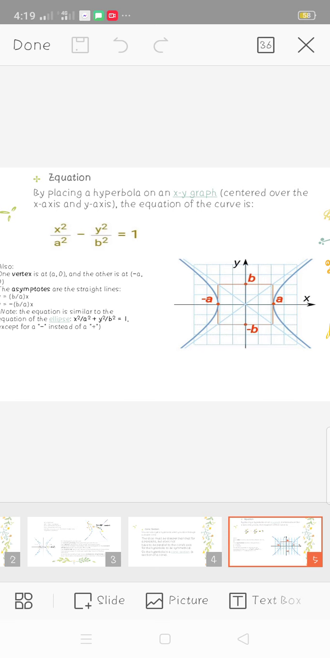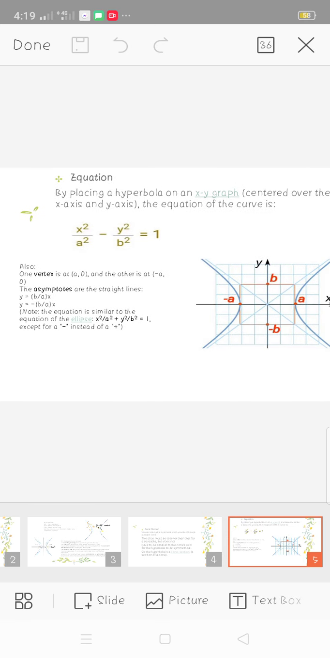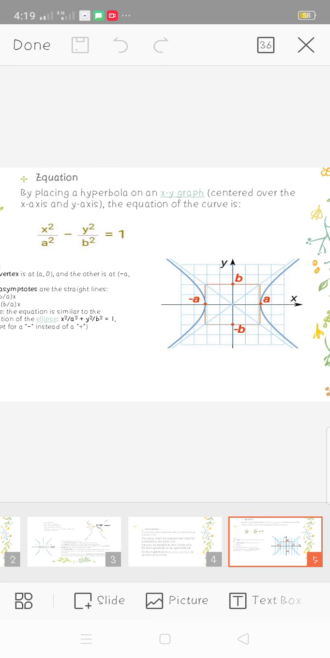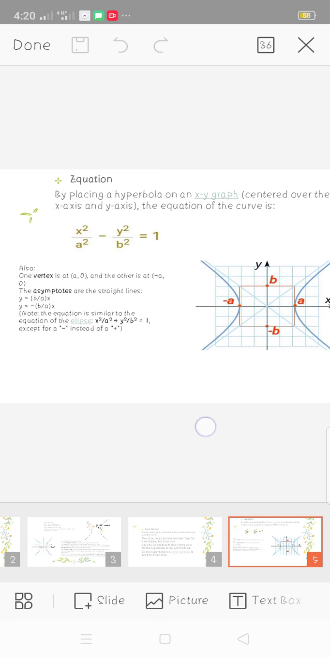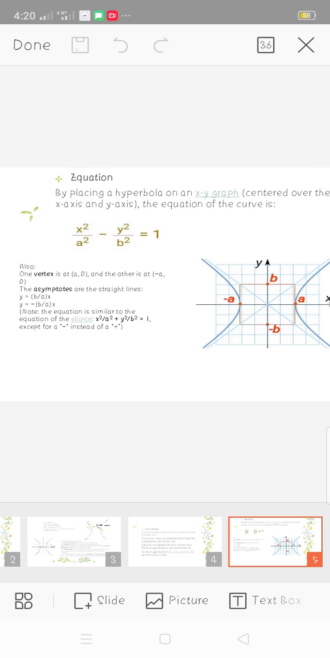So, we have an equation. By placing the hyperbola on the x and y graph, centered over the x-axis and y-axis, the equation of the curve is x squared over a squared minus y squared over b squared is equal to 1. Also, one vertex is at (a, 0) and the other is at (−a, 0). The asymptotes are the straight lines y is equal to b over a x and y is equal to negative b over a x.